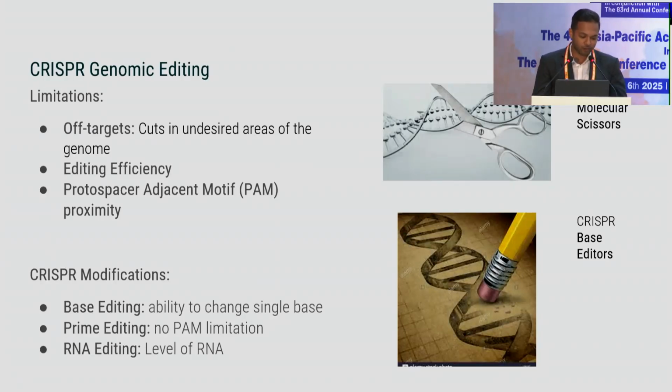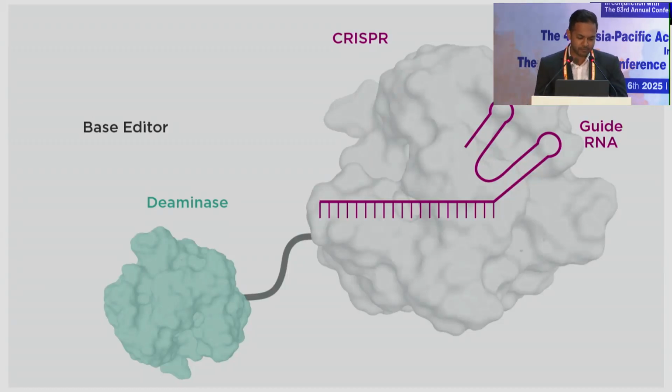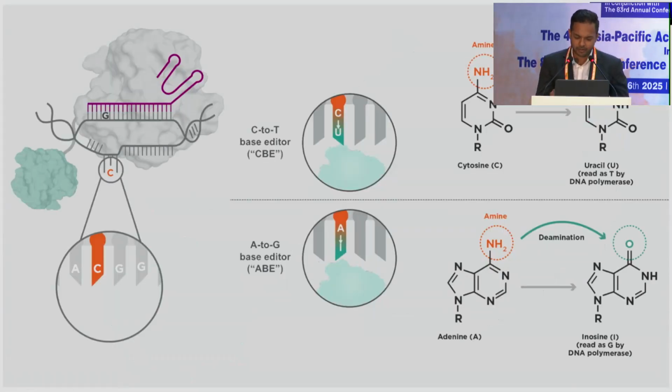While this is a very effective gene editing tool, it has certain limitations. One is that there can be off-targets, that's cuts in undesired areas of the genome. Not all cells may undergo editing, that's the editing efficiency. And the guide RNA always recognizes the DNA sequence only when it is next to something called a protospacer adjacent motif, which is typically a sequence such as GAG or CAG. Therefore, CRISPR underwent a few modifications, specifically base editing, wherein a deaminase domain, right next to this Cas9 protein, is able to deaminate a cytosine to thymidine or an adenine to guanine. So point mutations can be more precisely targeted using this.